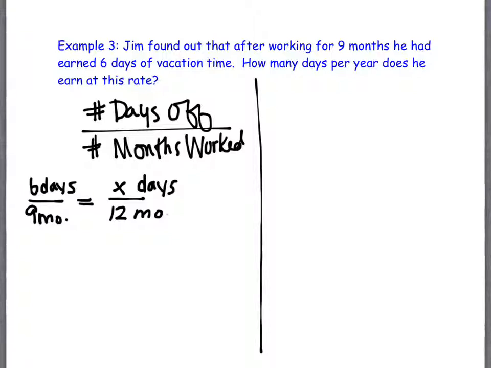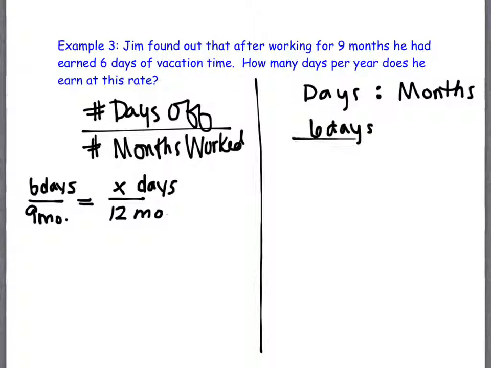Instead of comparing days off as a fraction where that's the numerator and the months worked is the denominator, what we could do is compare days to months like this. So what do I mean? Well, we could put the days information all on the left. So right now he has 6 days. What I'm trying to figure out is how many days will he have later. Right now he's worked for 9 months, and later he will have worked for 12 months. Couldn't we set the problem up like that too? Where everything on one side is one unit and everything on the other side is the other unit? Yeah, absolutely we could.